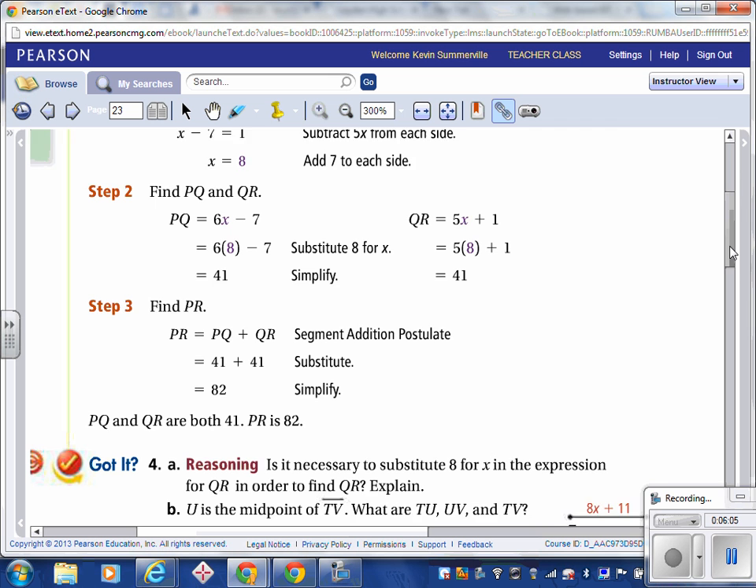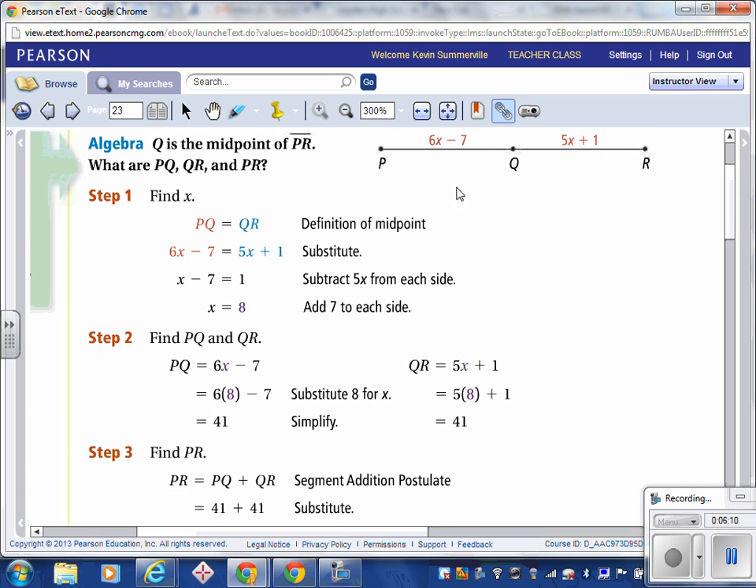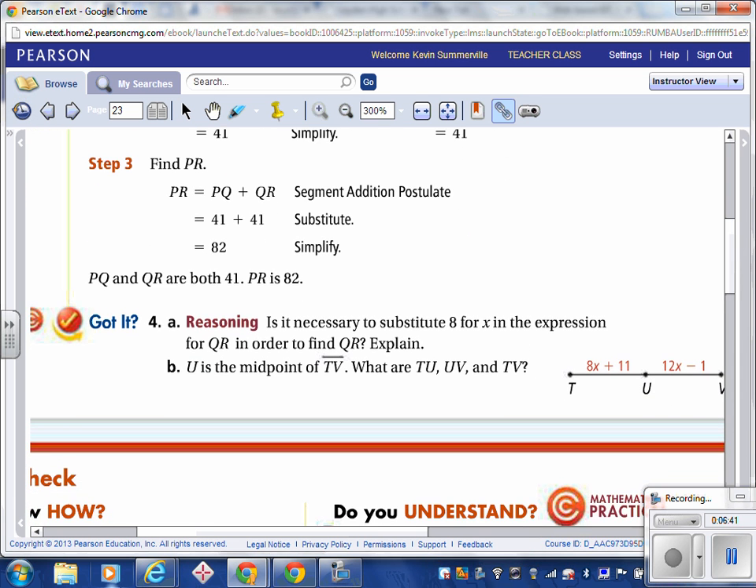Now step 3, we have to find out the total length of PR. Knowing that PQ is 41, QR is 41, 41 plus 41 is 82. So PQ and QR are both 41, so PR has to be 82. Let's take a look at got it number 4 and see what we come up with.